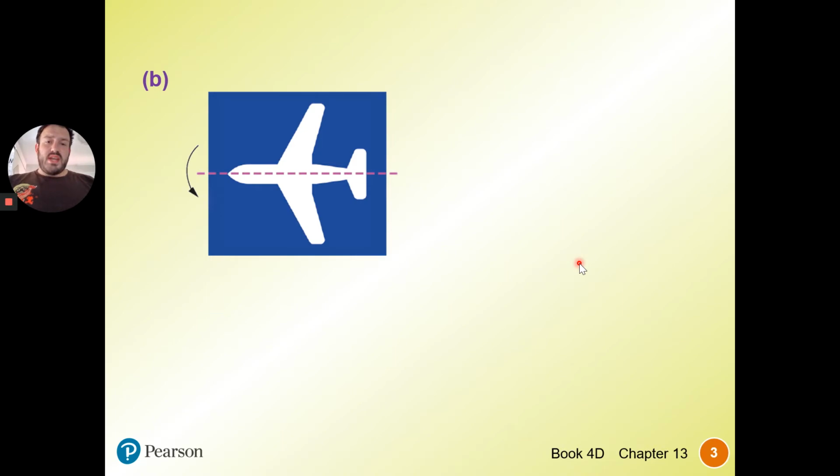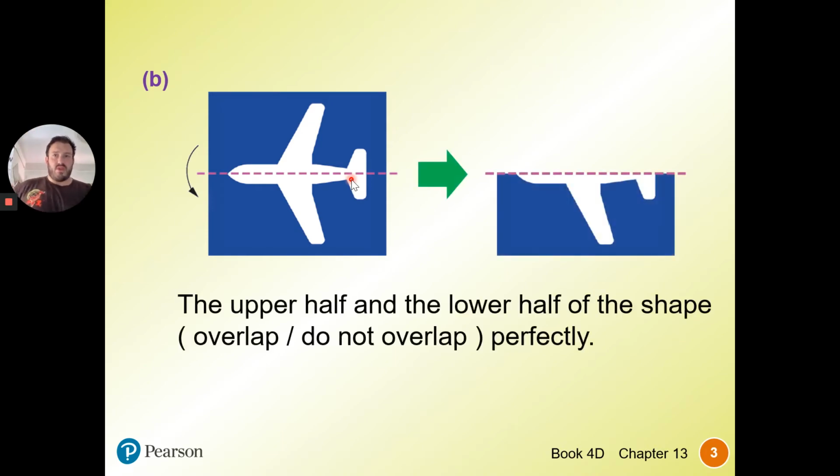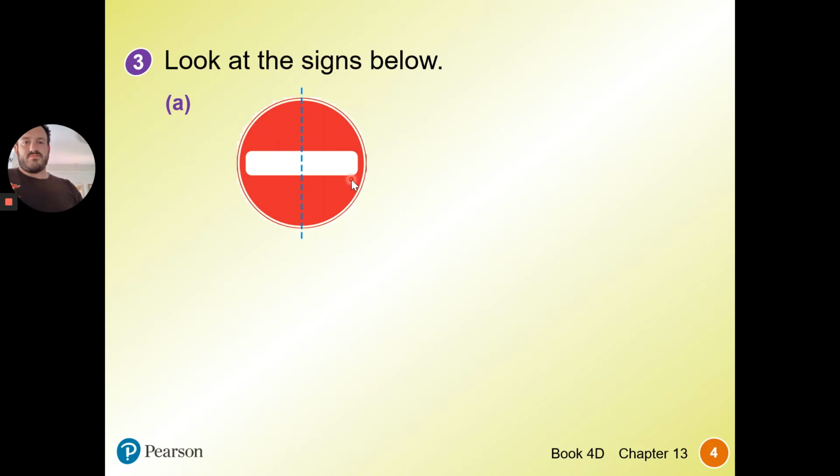With the aeroplane, now we're not going to draw in the line vertically, we're going to draw it horizontally. So the upper half and lower half of the shape, do they overlap or do not overlap perfectly? They overlap perfectly, leaving us with just this part.